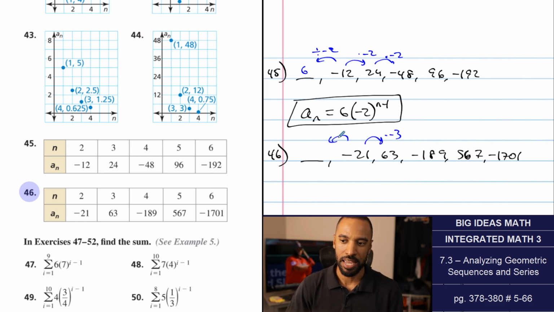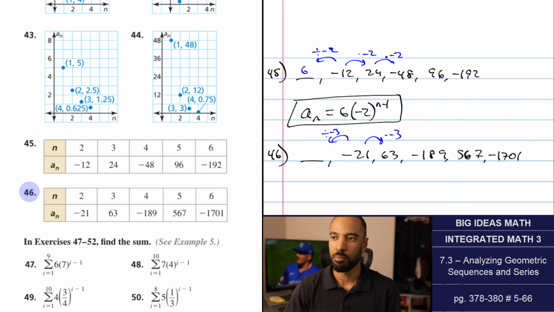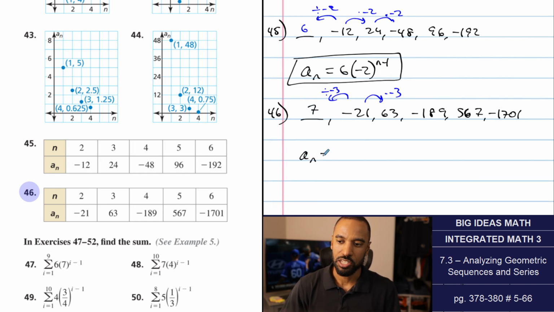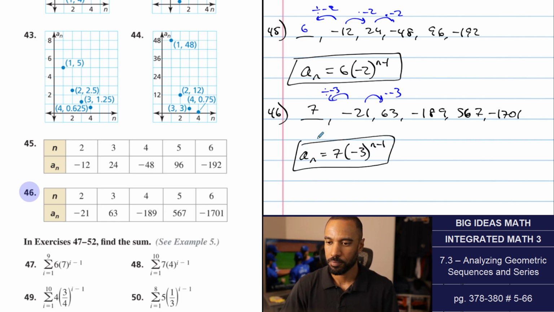So we'll divide by -3 going that way to get the first term, because this is the second term based off this n being 2. N being 1, we get a first term of 7. So your rule here is a sub n equals 7 times -3 to the n minus 1 power.